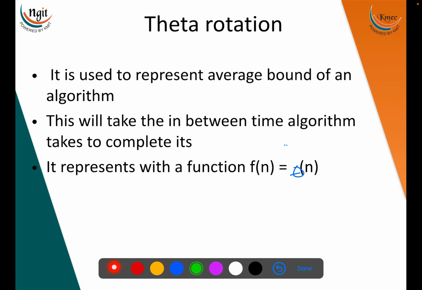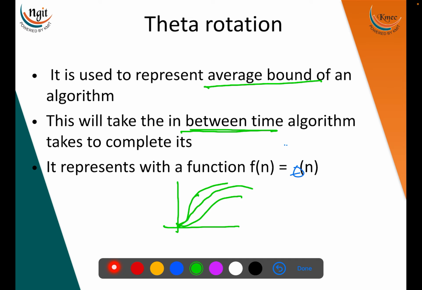Now our theta notation is what? Average bound, and it will take time between the upper bound and the lower bound. If you take a graph, this is your f(n) and your g(n). When g(n) is lower than f(n), it is our omega notation. When it is the upper bound, it is big O notation. When it is in between, it is theta notation.